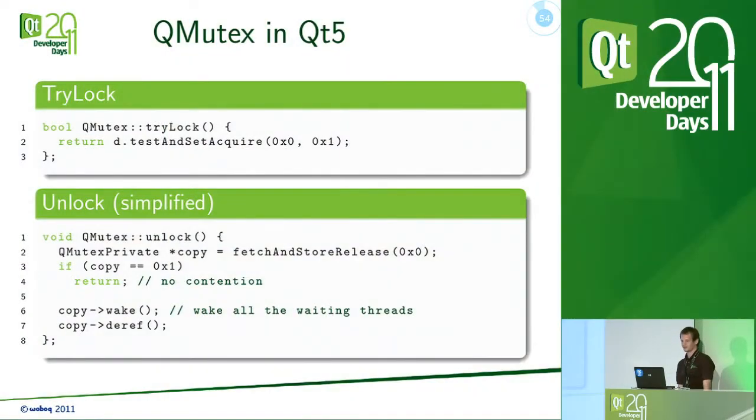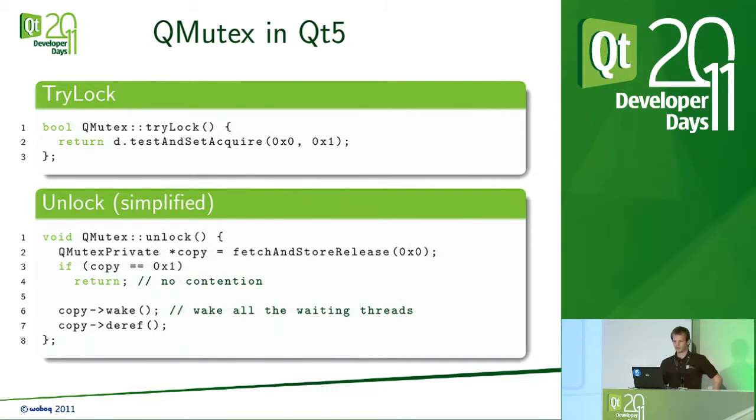And the unlock is the other way around. The unlock switches back to 0: fetch and store release here will set D to 0, and if it was 1, then we're done. No thread was waiting, so we don't even need to go to the system or to do anything. We just return, there was no contention. But if copy was not 1, it means it was a pointer. It cannot be 0 here because we were locked. We cannot unlock a mutex that is not locked. So if it's a real pointer to a MutexPrivate, then we need to wake, which means all the threads that were waiting will try again to change D from 0 to 1.